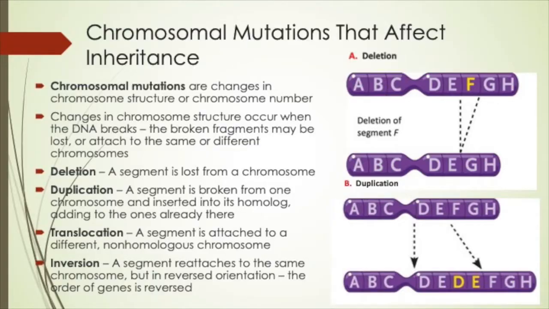And then there's duplication. A segment is broken from one chromosome and inserted into its homologue. So you can see here, you have DE, and then it duplicates that DE. Most of the time, this process doesn't do a whole lot. It sometimes just creates more proteins.